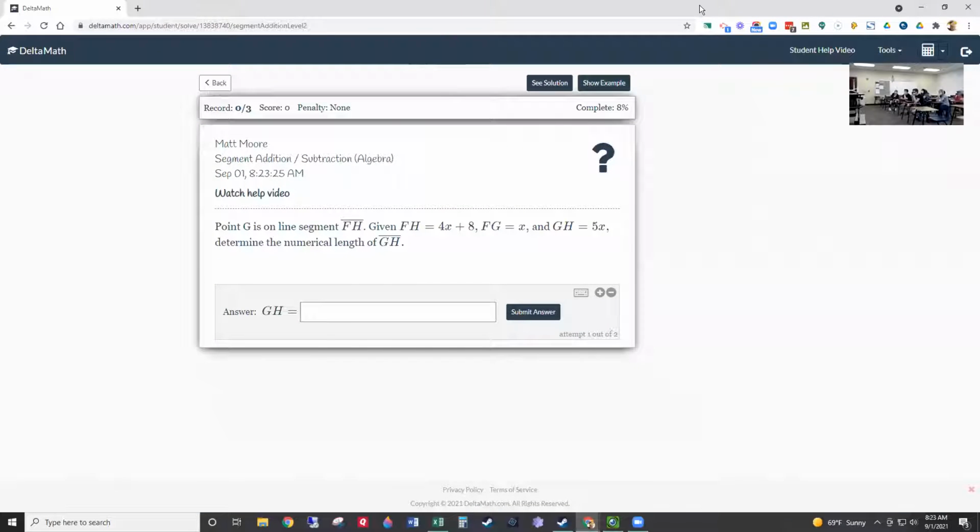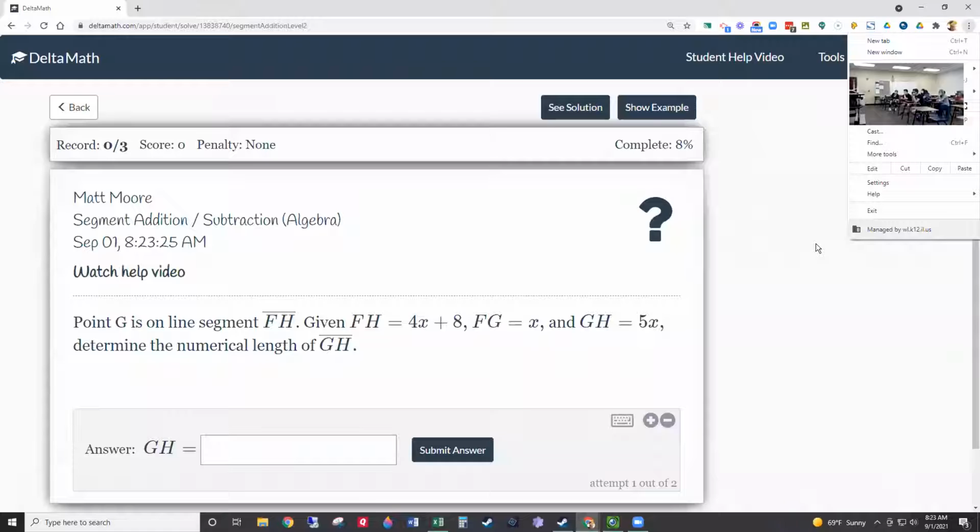Let's make it a little harder. Let's do. All right. Can you see the problem on the screen? Yes. Okay. Don't be too excited.